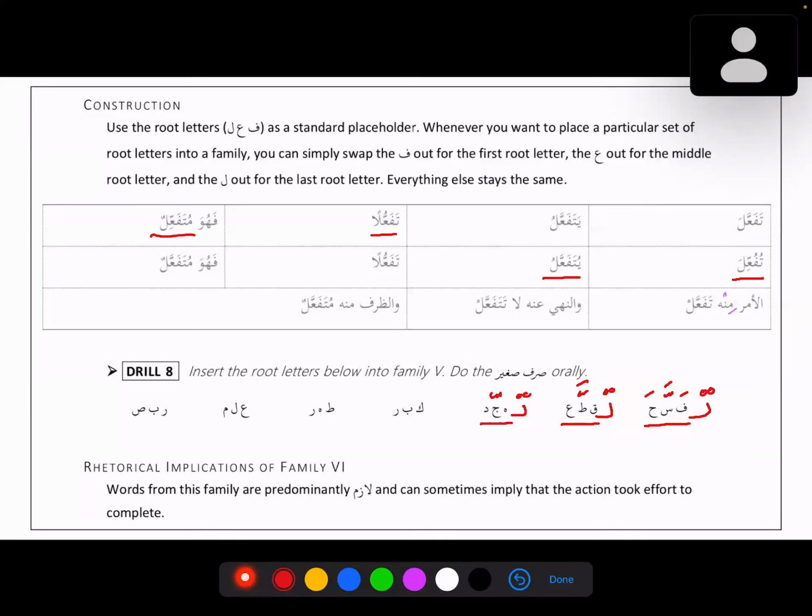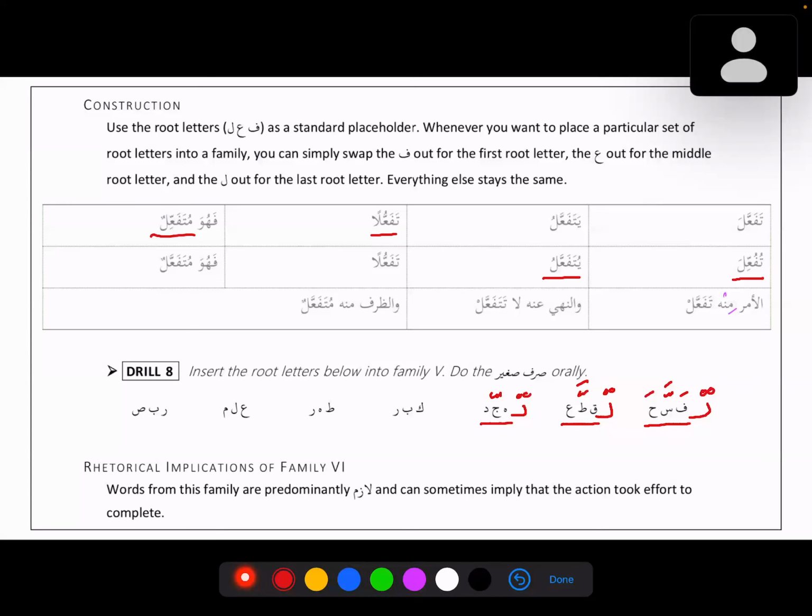It means to wake up at night for prayer, right? That is, if you are sleeping, you break that sleep and get up. Yes, that makes sense. There are different meanings here.